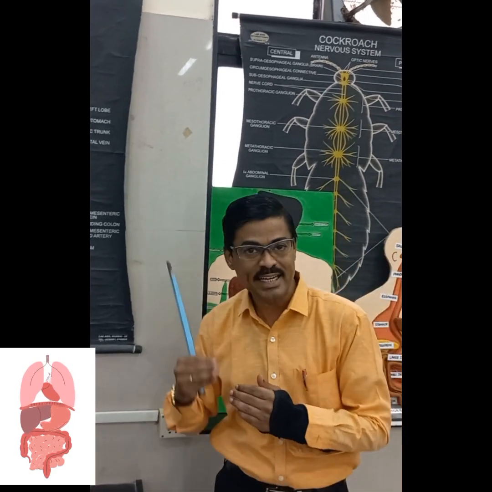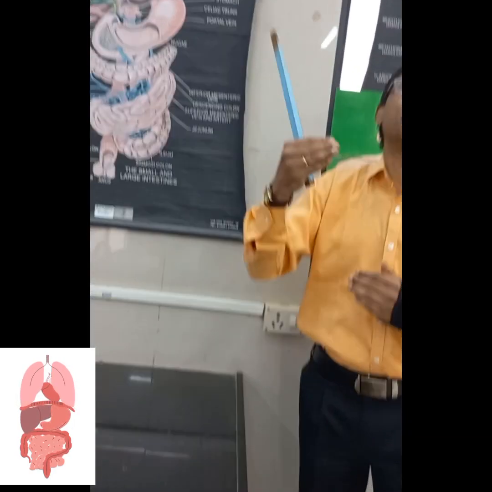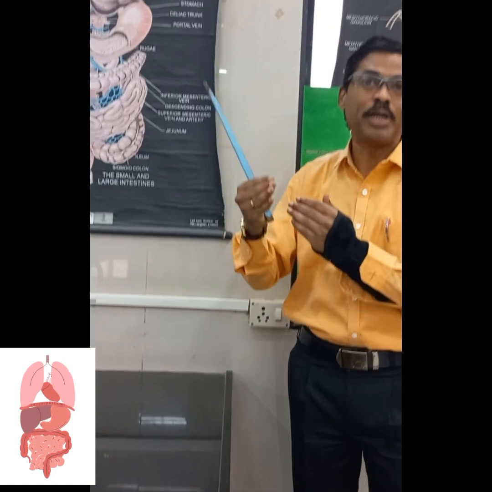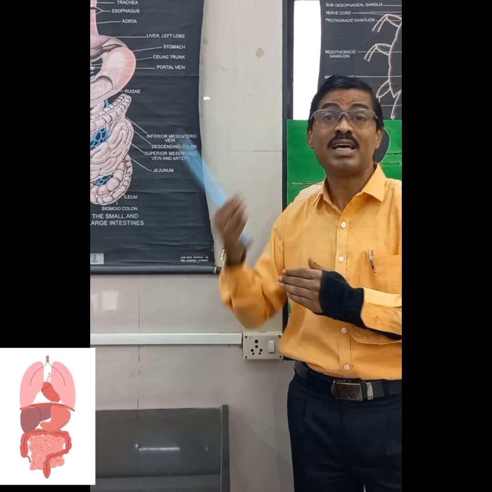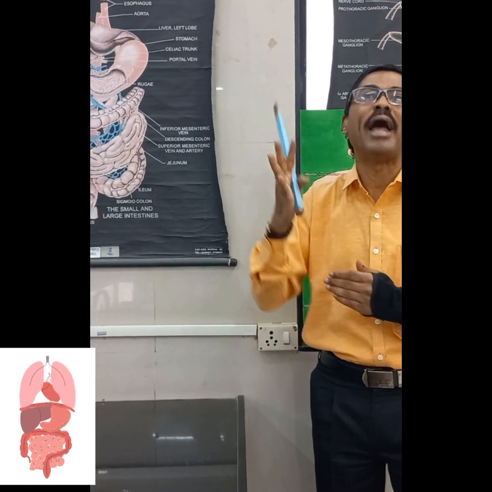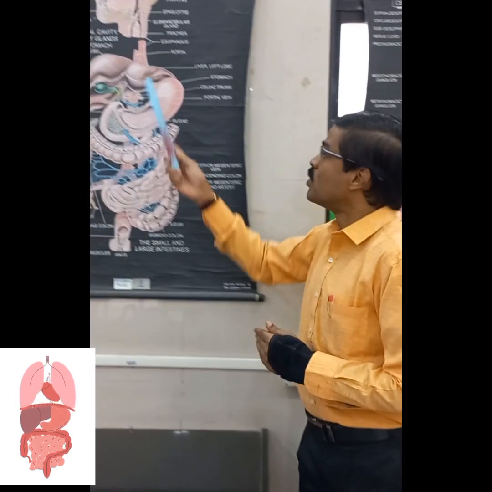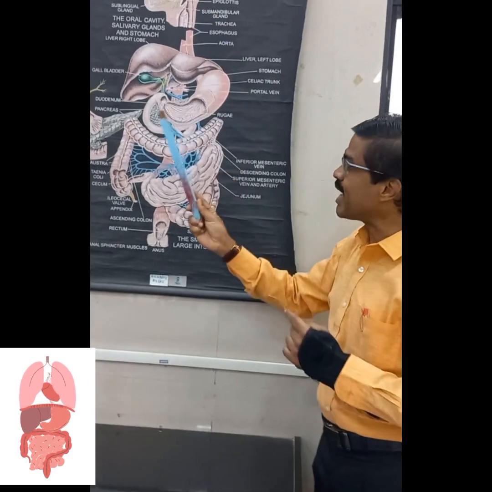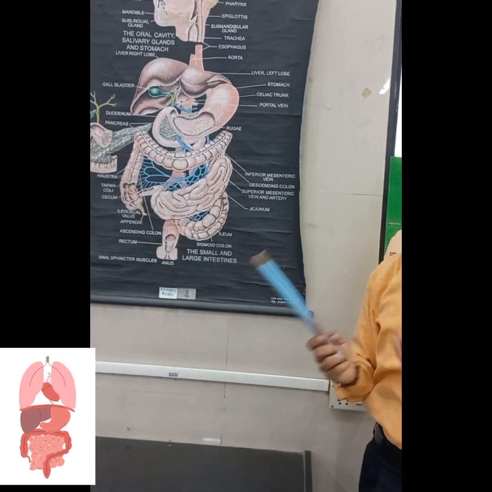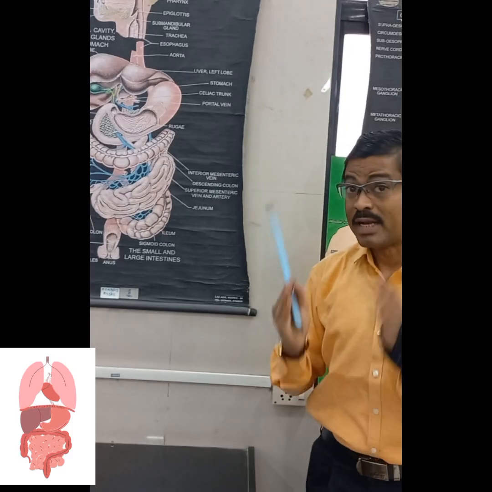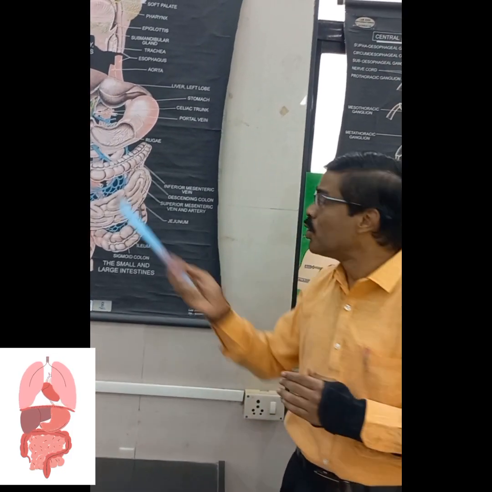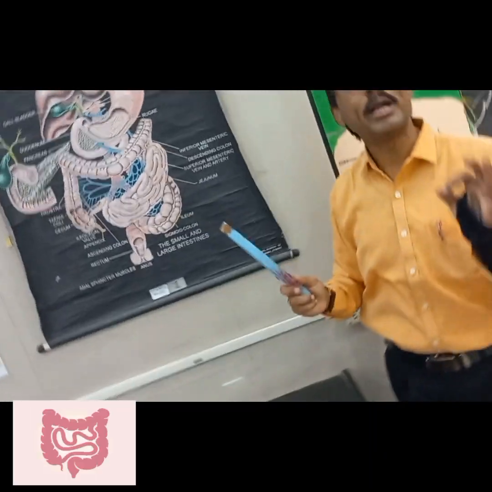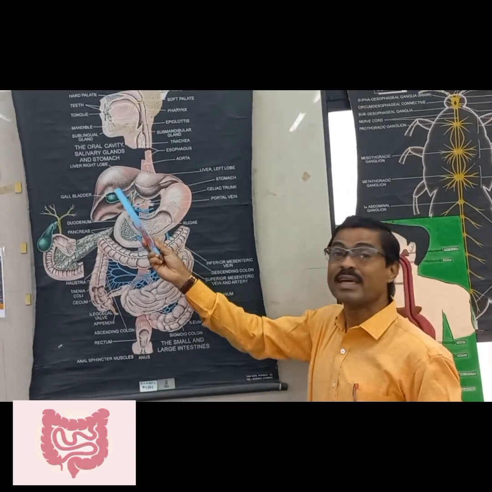Now these secrete saliva. The saliva has salivary amylase, which helps to break down the starch present in the food. As you already learned, the starch is broken down into maltose. Clear? Okay. So that is the first accessory gland. Second, liver. Liver is the largest gland, the oldest gland, and the heaviest gland. The liver weighs almost 1.2 to 1.5 kg.